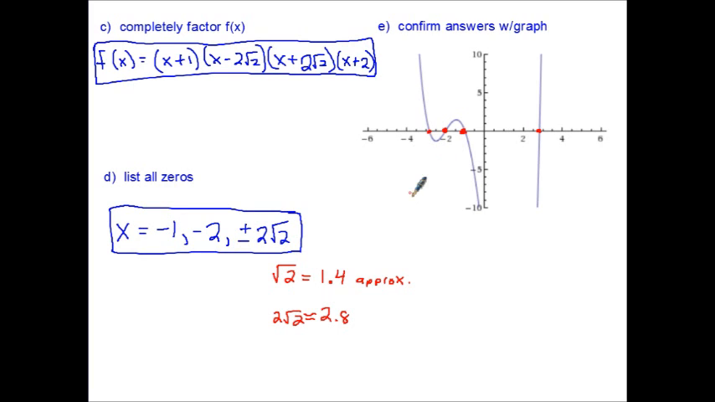So confirm answers with the graph. Well, yep, I think that has everything checking out pretty well. Of course, you can use the zero feature and get a more accurate definition. Well, not definition, but you know what I mean.